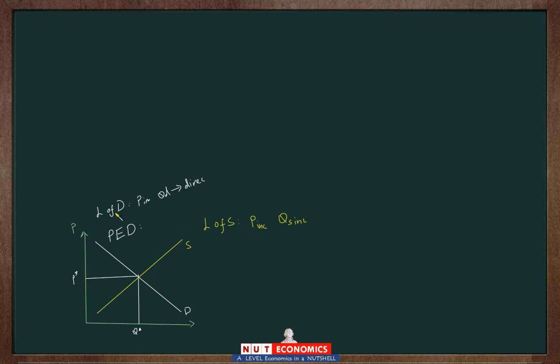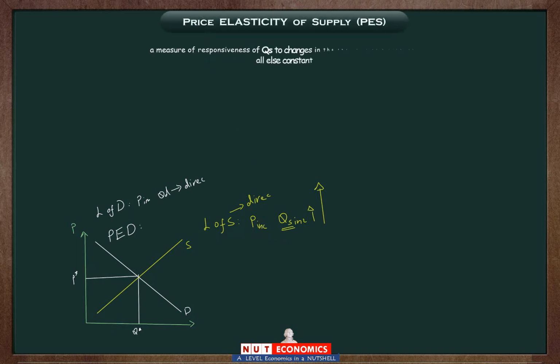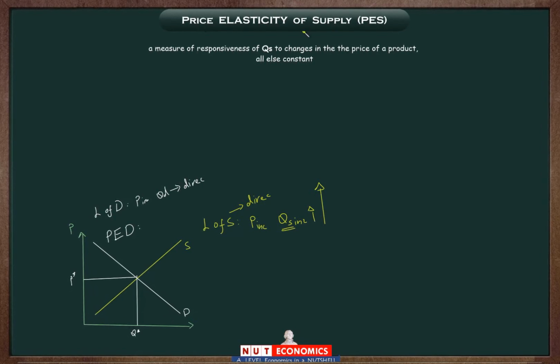Now, as was the case with the law of demand, the limitation of the law of supply is that it's only a directional concept. It just tells us whether quantity supplied will increase or decrease given a change in price, but it doesn't say anything about the magnitude of change. It doesn't tell us whether quantity supplied will increase just a little bit or a lot. Therefore, to get an insight into by how much the quantity supplied responds to changes in price, we introduce the concept of price elasticity of supply.